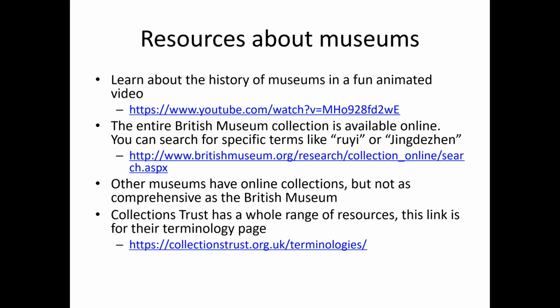Other museums do have great online collections. They're just not as comprehensive as the British Museum. That's what I've found. We know it's a top 10 museum, so that makes sense that they have a bigger budget and they have a bigger website. Also, the Collections Trust has a whole range of resources, so you can look at a link for their terminology page or search around on that website, or also go to YouTube. There's some resources there as well.